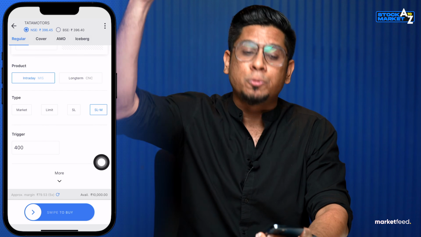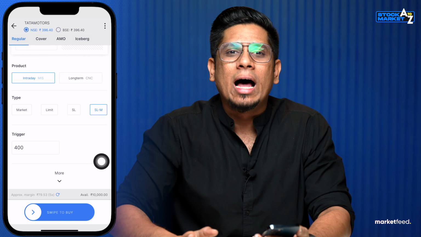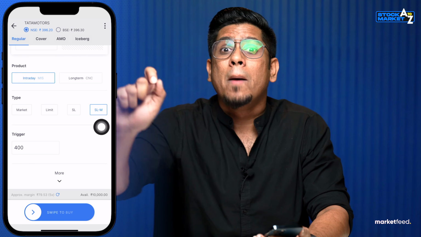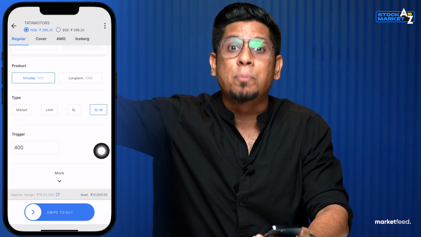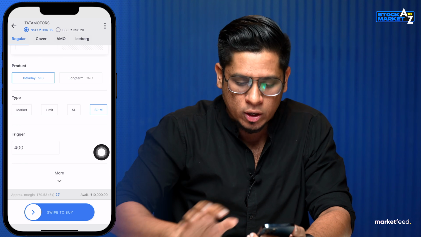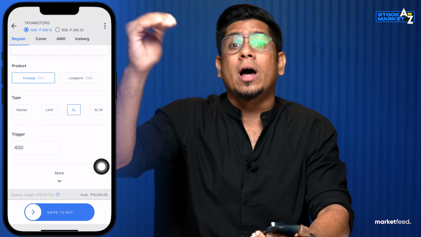Only when Tata Motors price reaches 400, this order would be triggered. And you will be buying Tata Motors at market price, because it's an SLM order. Stop loss market order. At 400, the order will be triggered, and at the market price it would act as a market order, and at the market price, Tata Motors will be bought. Or else you can use a limit order, where again you are giving the trigger at 400.